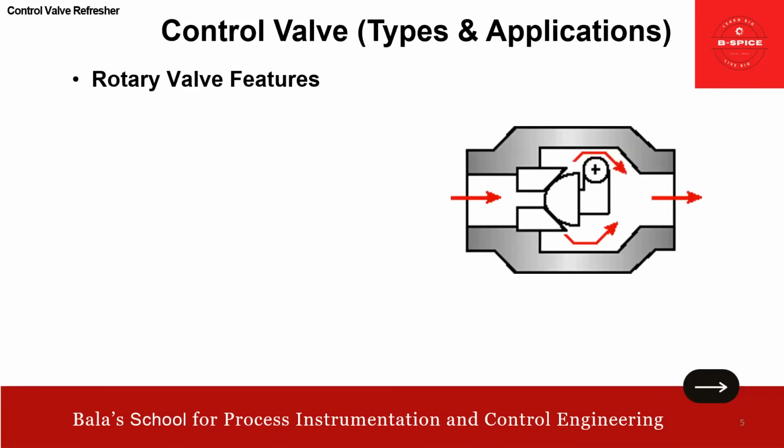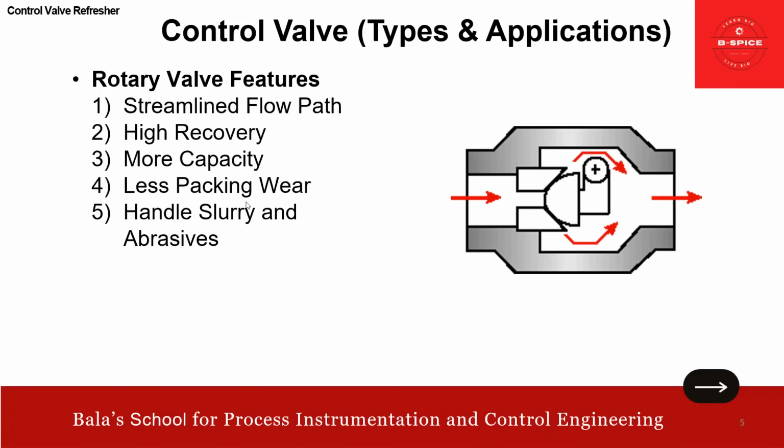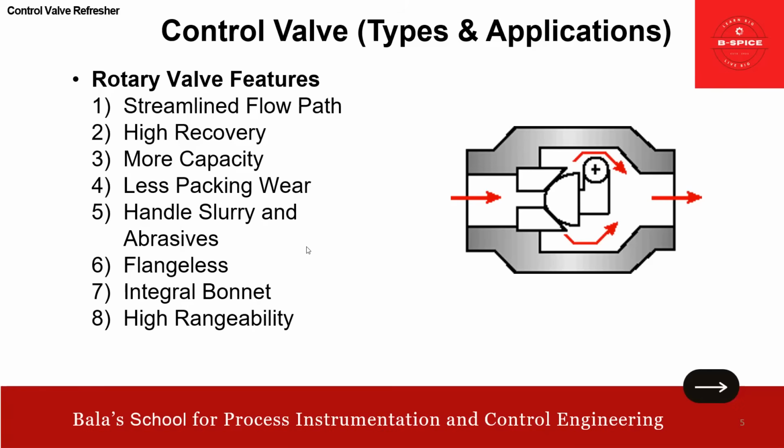Then we talk about rotary features. This is the look and feel of the rotary valve. Here you can see the flow path is very streamlined. Then high recovery, more capacity and less packing wear. It handles slurry and abrasives. So whenever you have an application for slurry and abrasives, you think about rotary valve utilization. Then flangeless integral bonnet, and of course high rangeability. These are all the features of the rotary valve.